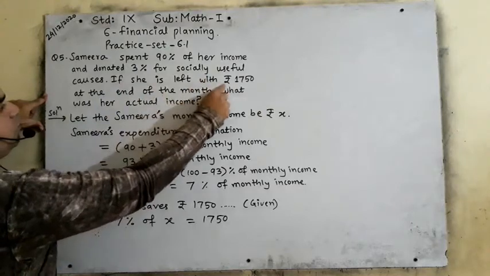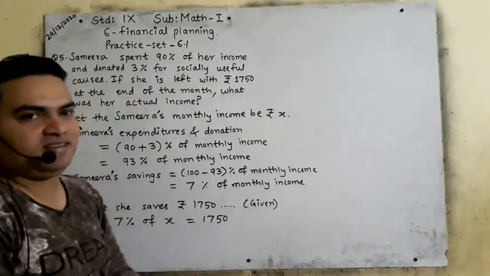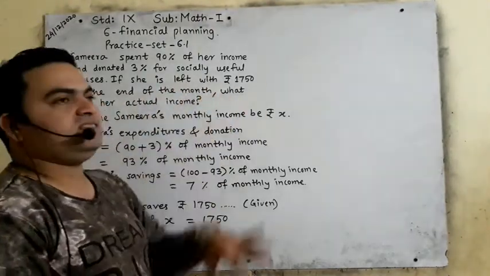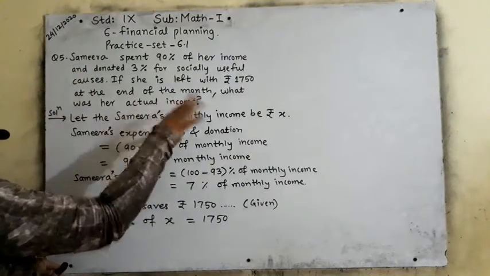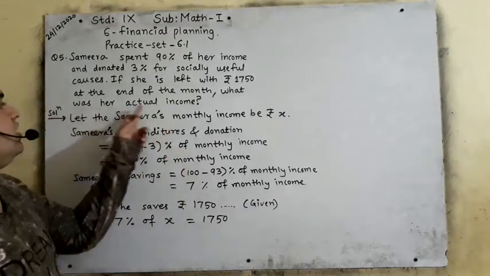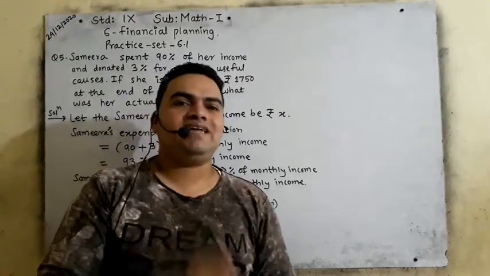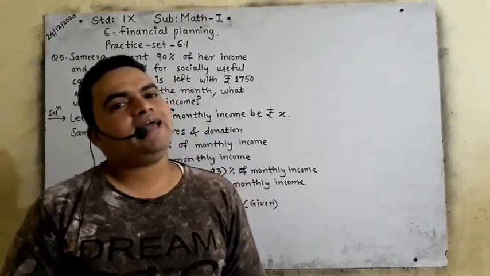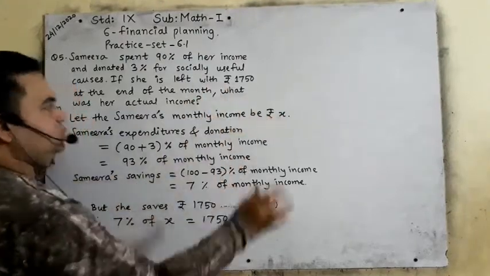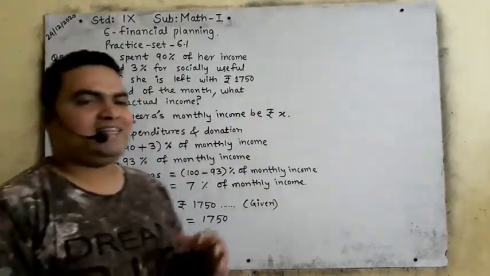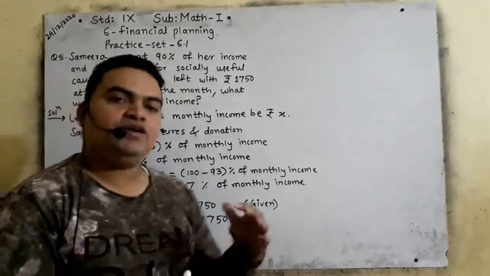If she is left with rupees 1,750, meaning she saves rupees 1,750 at the end of the month, what was her actual income? What was her actual income means what was her monthly salary or monthly income? So we will consider it x. Let Samira's monthly income be rupees x. We always consider x for what is asked.